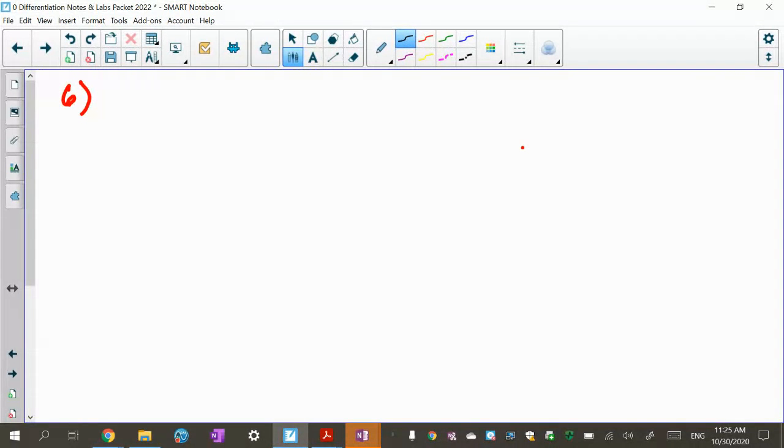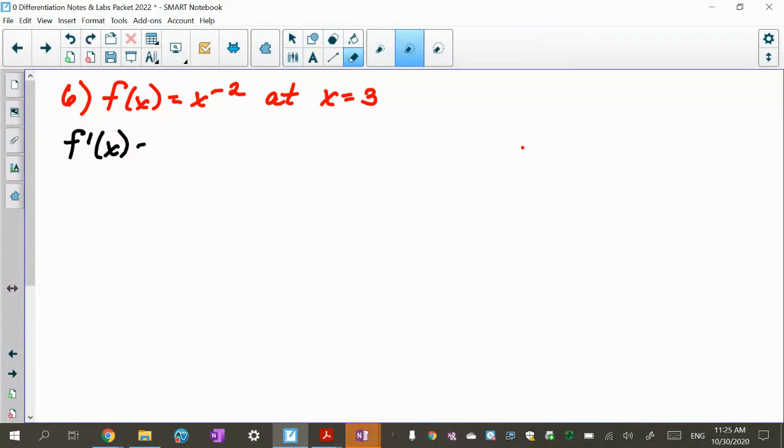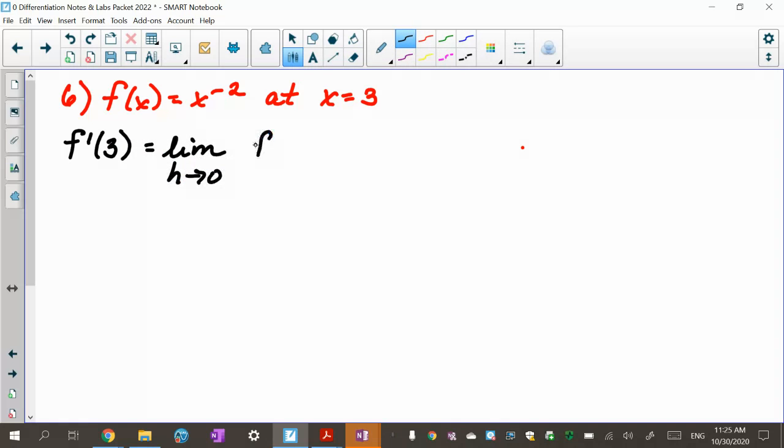So number 6 is f of x equals x to the negative 2. And at x equals 3, I want to find the derivative or the slope. All right? So f prime of x, and I'm going to change that to f prime of 3, because that's what we're looking for. So f prime of 3 is the limit as h approaches 0 of f of 3 plus h minus f of 3 all over h.